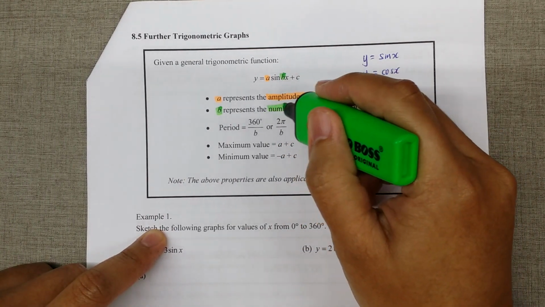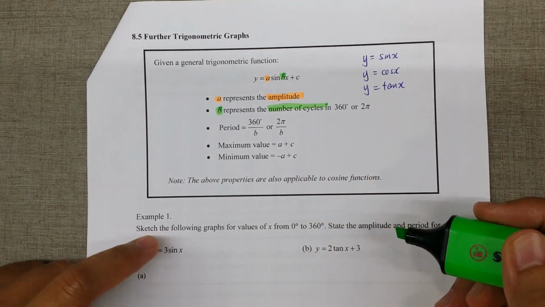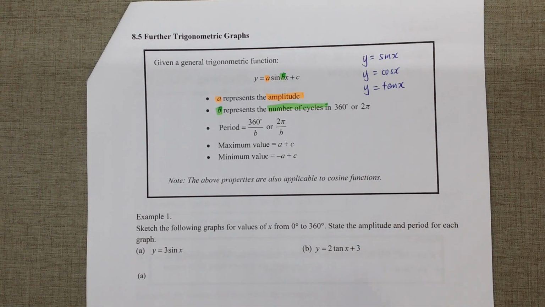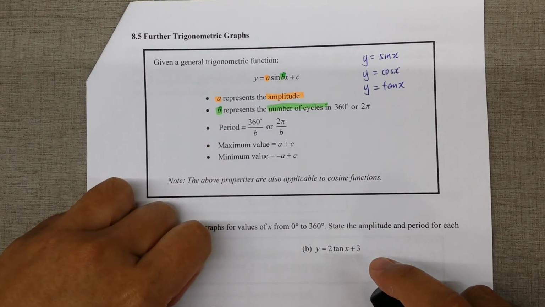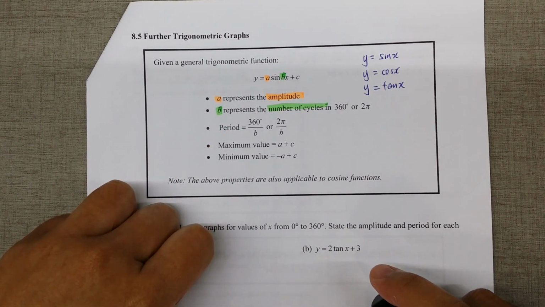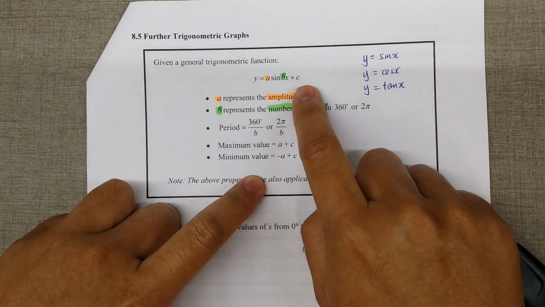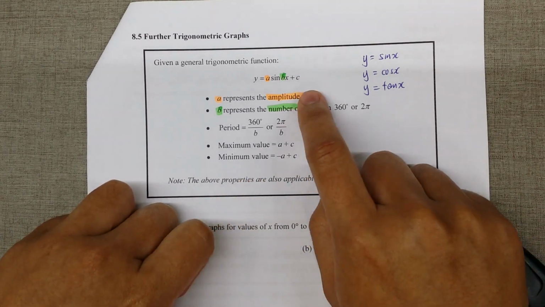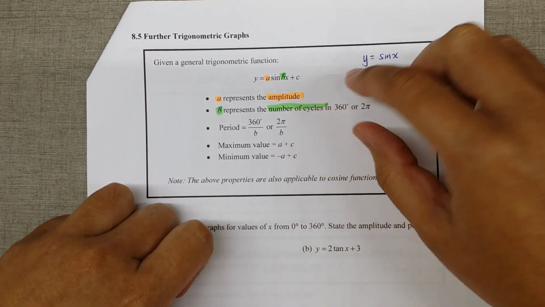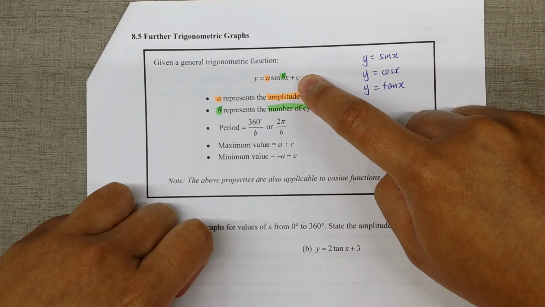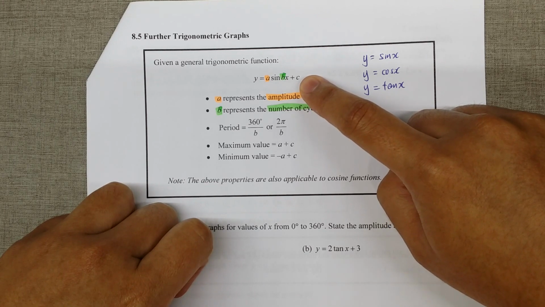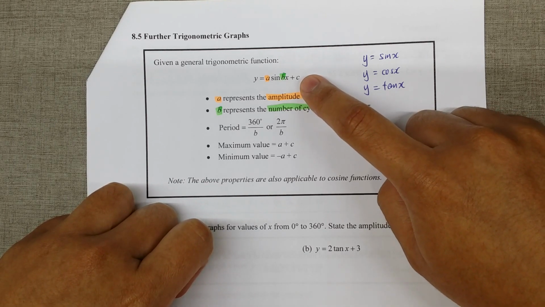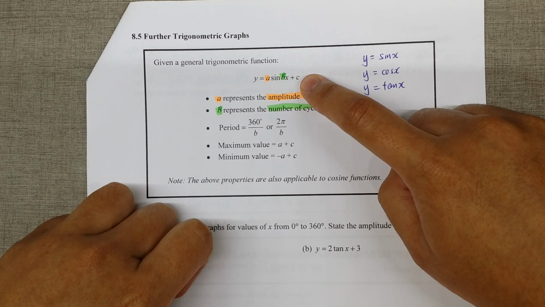Okay, it's different from period. Period is the distance of one cycle, but B represents the number of cycles. So what does C mean? C, I will just ignore for now. C just means shifting the entire graph. If it's a positive number for C, the graph will shift up by C units. If C is a negative number, that means the entire graph will shift down by C units. Okay?